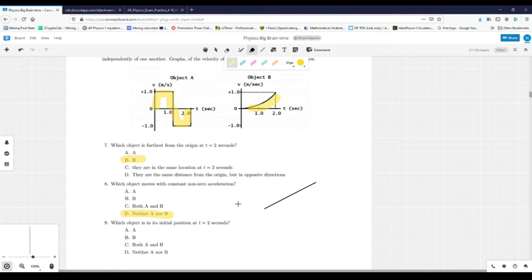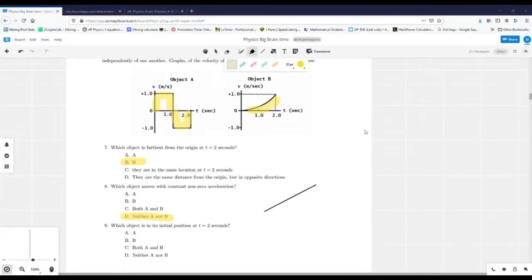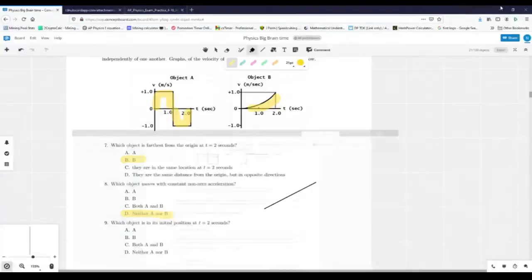Finally, which object is in its initial position at time t equals 2 seconds? Wait, for 8, wouldn't that just be 0 acceleration? So this one has 0 acceleration, and this one has a non-zero changing acceleration. Oh, okay, constant non-zero. Neither of them have constant acceleration. They have to be a straight line.